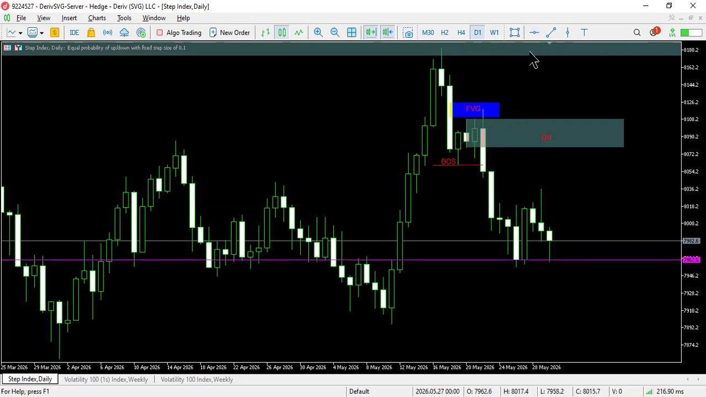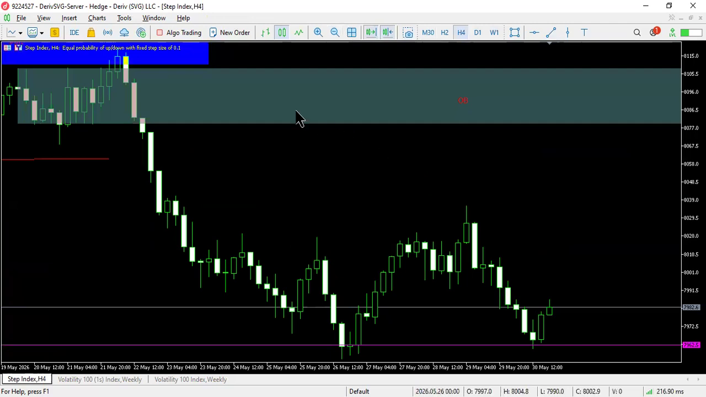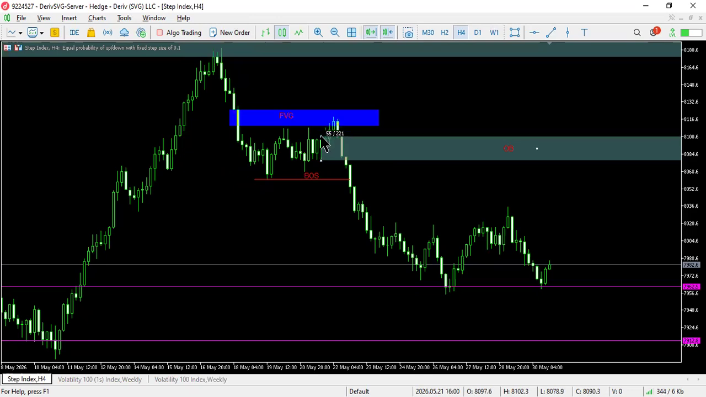Let's just mark our swing points. Heading over to the 4 hours. From the 4 hours time frame, our break of structure will be at that level. And then our order block will be at that level right there.